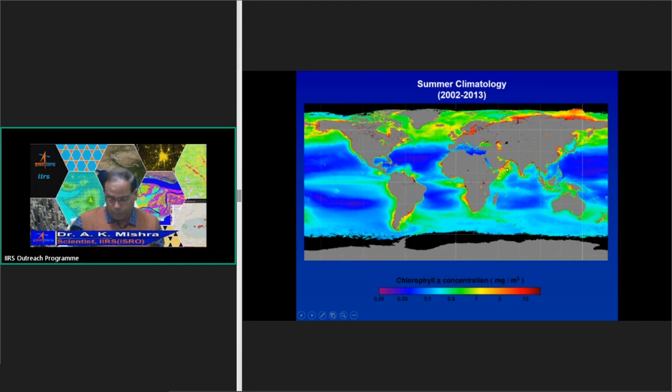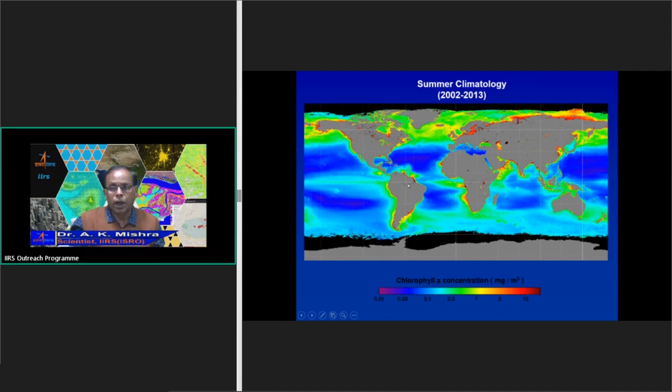And globally, you are seeing the northern hemisphere. They get more sunlight, so they were rich in nutrient content during the winter season, and now when they are getting sunlight, the phytoplankton concentration or productivity increases in the northern hemisphere.